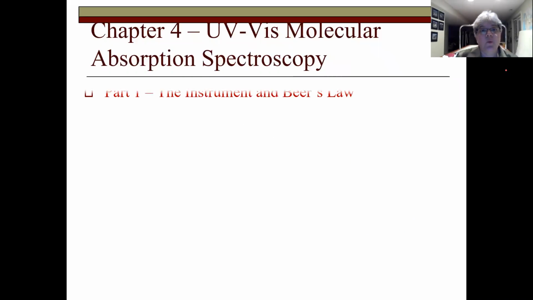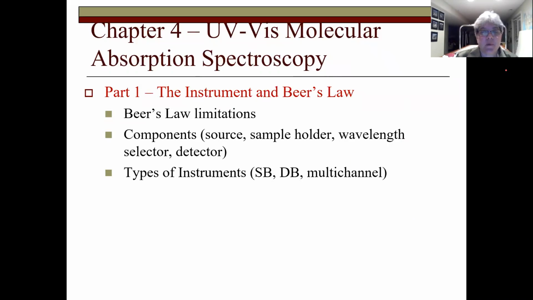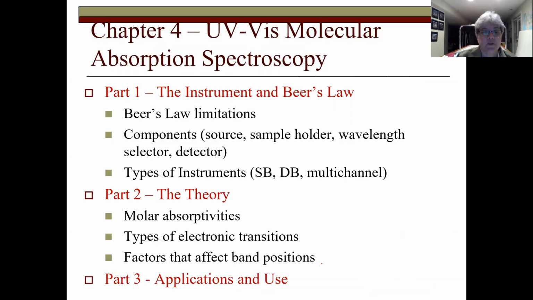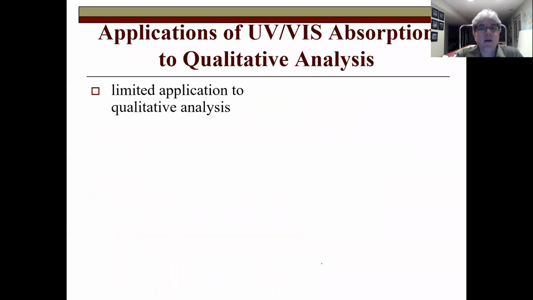Okay, so we have now finished part 1. We talked about everything in part 2. We looked at the types of transitions and the factors that affect the band positions. That just leaves us with the applications and the use for this method. We talked about in the first chapter, actually the first day, that analytical chemistry answers these 2 questions: What is it? How much is there?